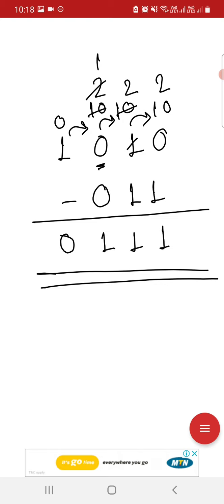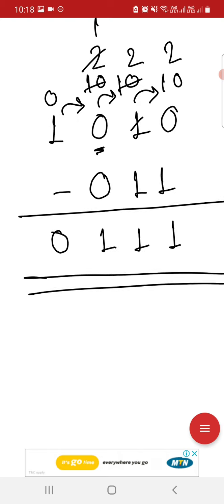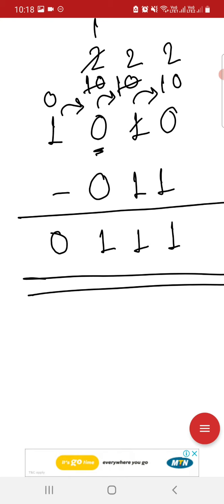Okay, so you can also convert those digits according to their decimal number, and you can also check that your subtraction or multiplication in binary is correct or not. Okay, so we will try another one.